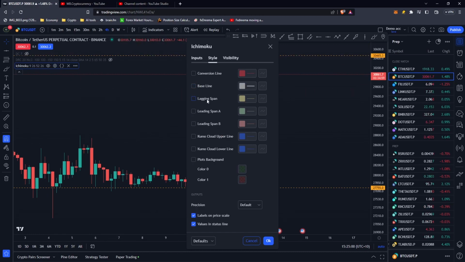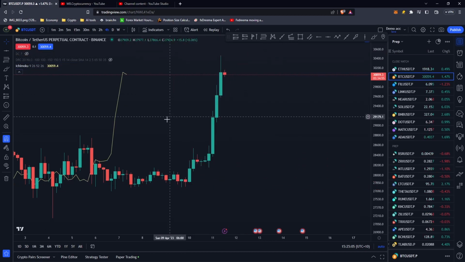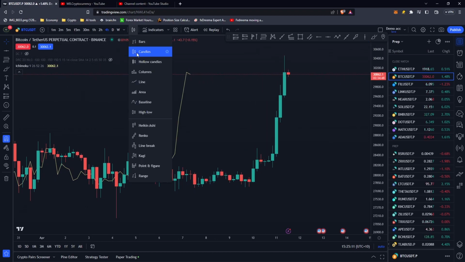Next one is the lagging span, which is a lagging indicator, which lags 26 candles behind. And what it shows is the closing price of each candle.